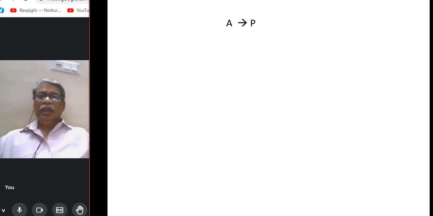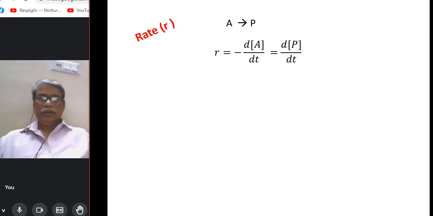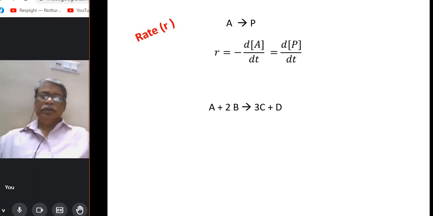Okay. So let us start with a simple reaction, A to product. So what do we mean by rate of this reaction? It can be either minus d[A]/dt, rate of consumption of A. The minus sign is there because d[A]/dt itself is negative, so rate has to be a positive quantity, or d[P]/dt, rate of formation of product.